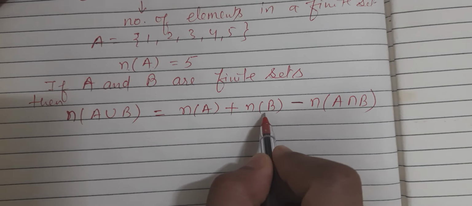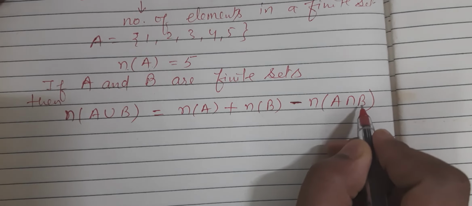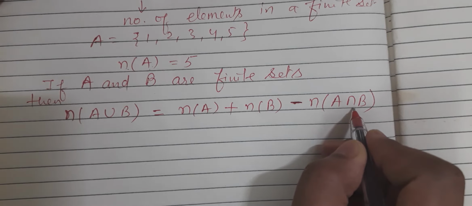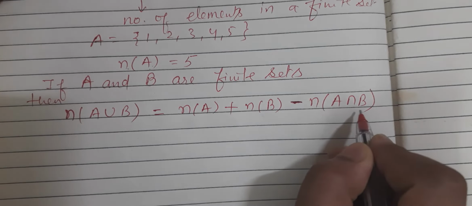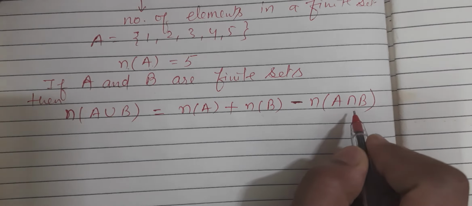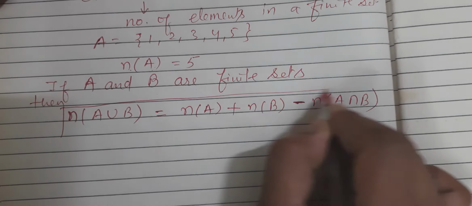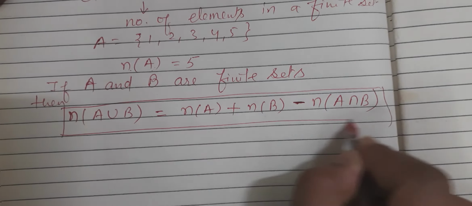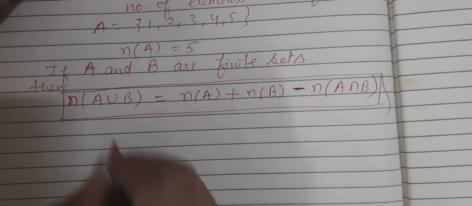So the total number of elements in set A union B is the number of elements in set A plus the number of elements in set B minus, why minus? Because we are including this twice, this is the common part, so minus the number of elements in A intersection B. This is a very important relation, we'll use it so many times.